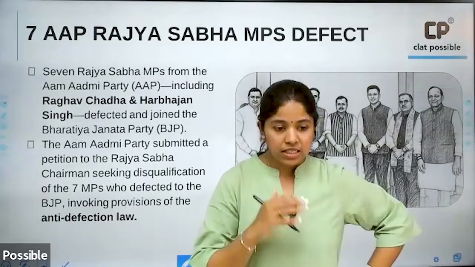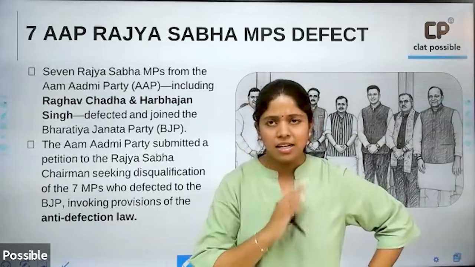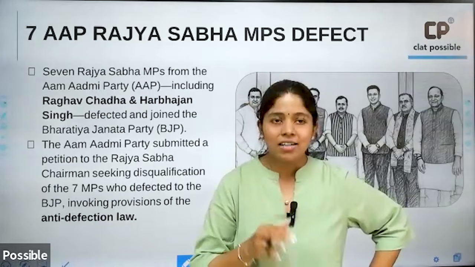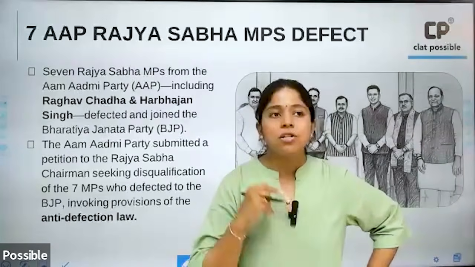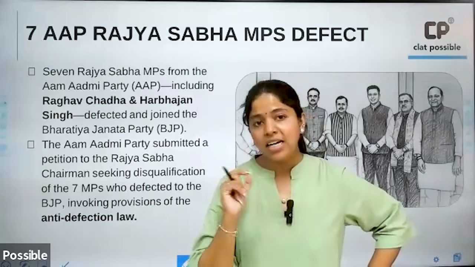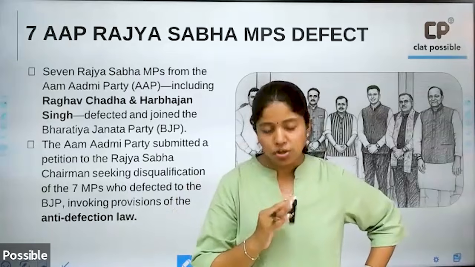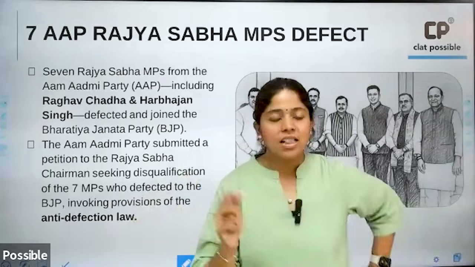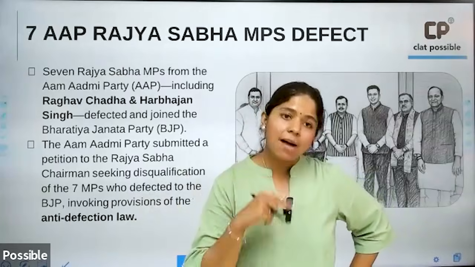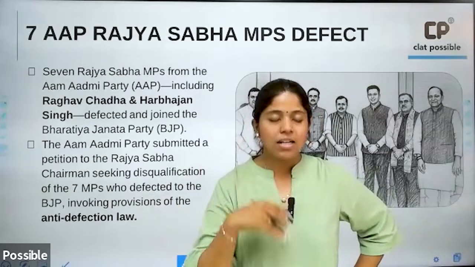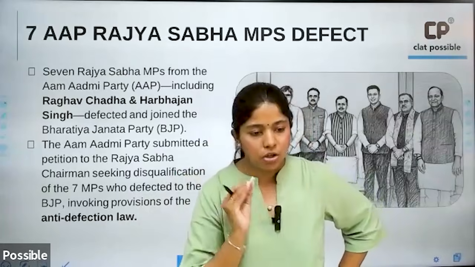So to prevent this and to keep the sanctity of the political party and the entire system in place, the government enacted the 52nd Constitution Amendment Act of 1985, which sought to bring in an anti-defection law. All right. And this also included the 10th Schedule in the Constitution. So these MPs said that they have not defected from the party. However, AAP, the political party, wanted to draw implications on these MPs on grounds of the anti-defection law.